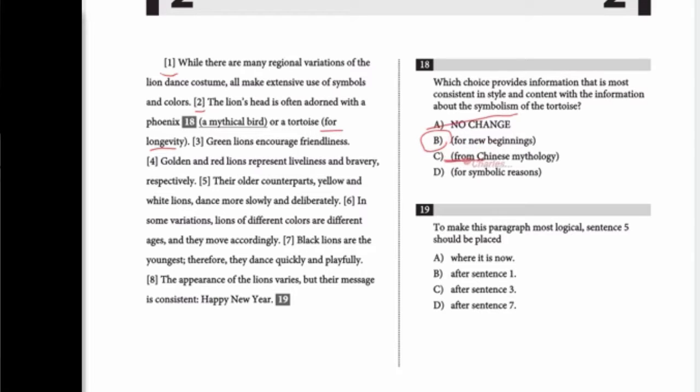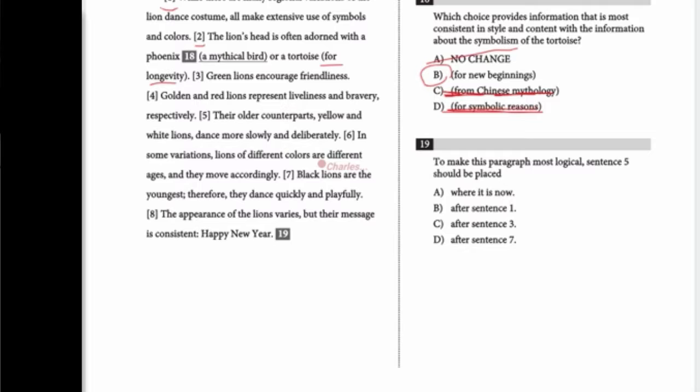It's not from, it's for. So from Chinese mythology is not correct. Could it be for symbolic reasons? No, for longevity is a specific symbolic reason. That's not specific. For new beginnings would be a specific symbolic reason. So the correct analogy or most consistent style would be for new beginnings, B. 18 is B. So, okay, 19 is our ordering.